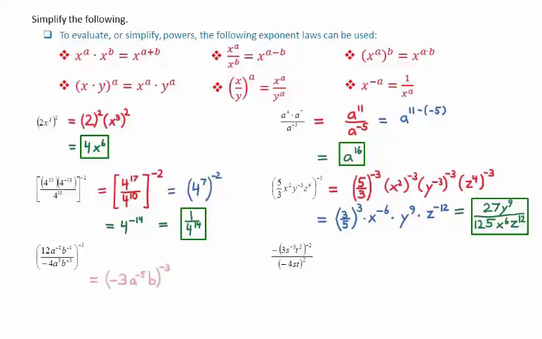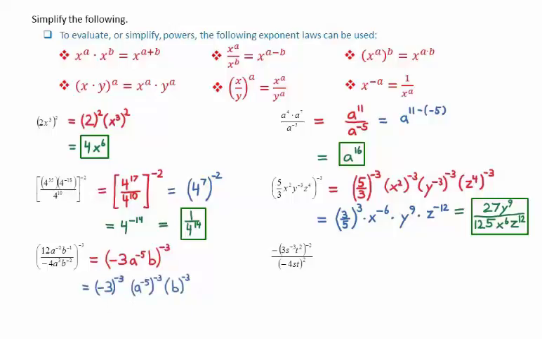For the next question, in this case, we have to do all the calculations we can do inside the brackets first, and then raise everything to the negative 3. 12 divided by negative 4 gives us the negative 3. We can then use the quotient law for the a and the b. A to the negative 2 divided by a to the 3, we have to go negative 2 minus 3. This gives a to the negative 5. And for the b, negative 1 minus negative 2 gives positive 1, or just simply b.